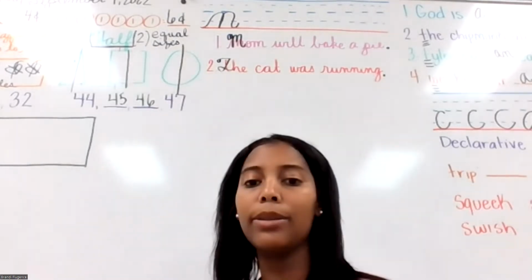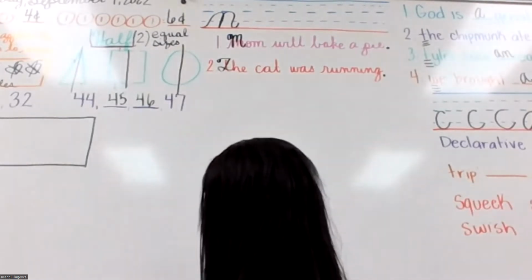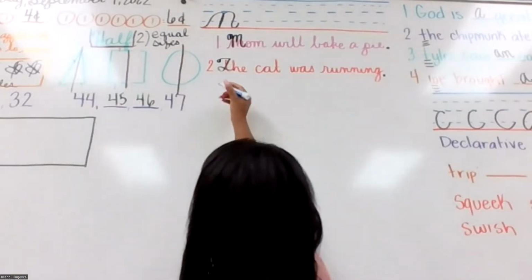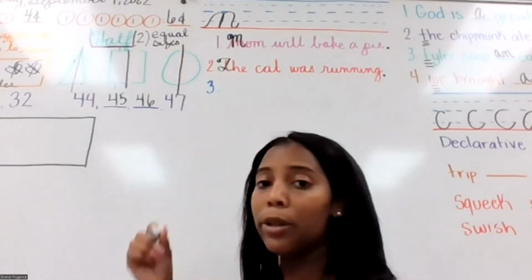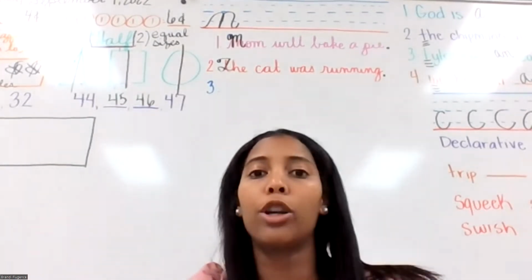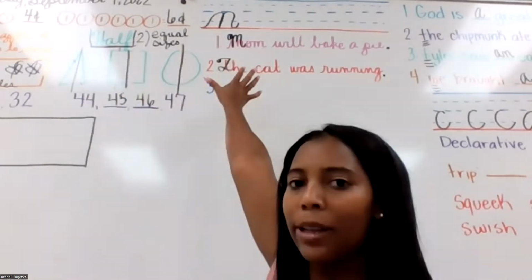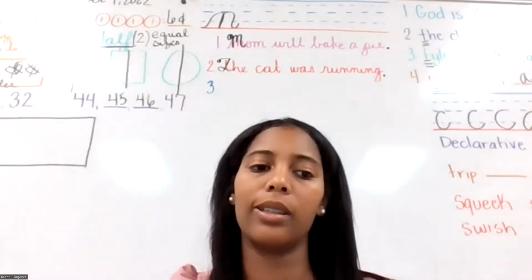All right, let's do number 3. I want you to make your own sentence. Tell me about something. It could be about whatever you want to write about. Pick a person and tell me about it. So number 3, create your own sentence. Do not repeat what I've done. Think of your own sentence.